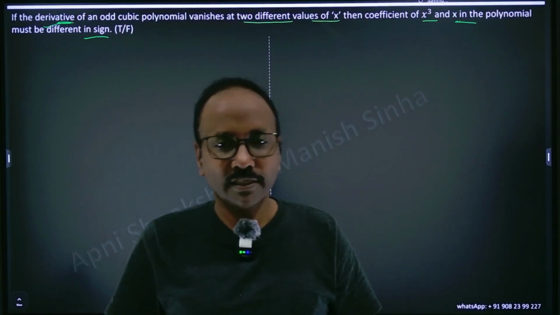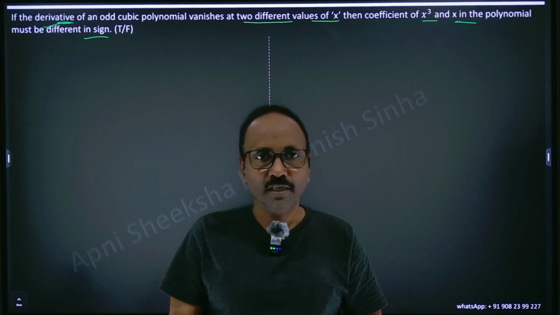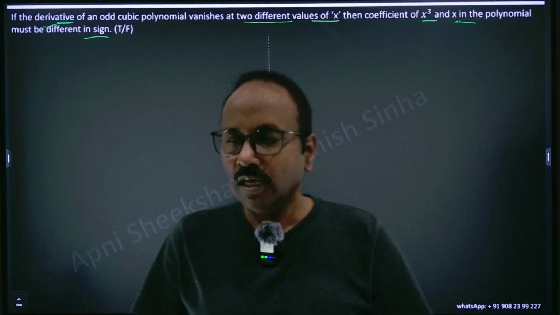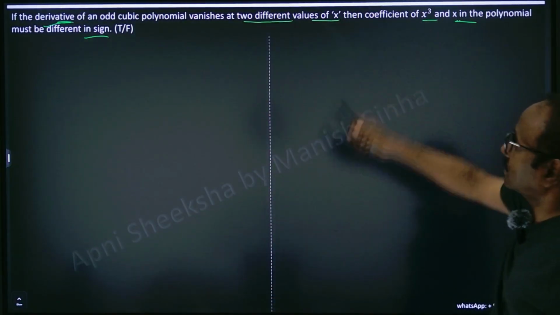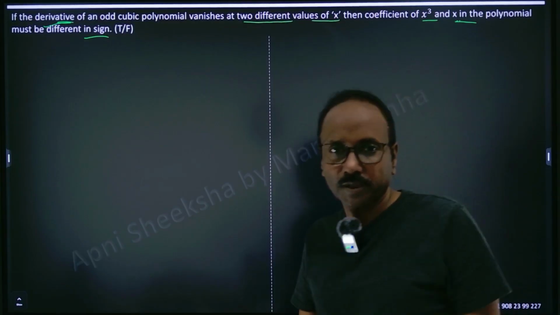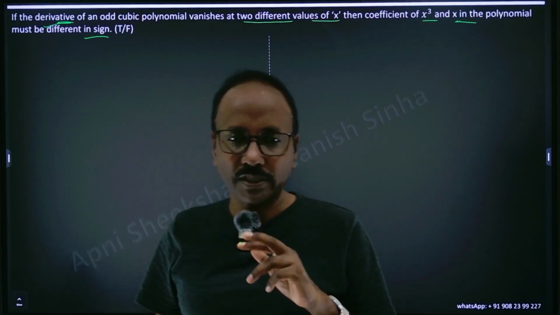So then it is asking what will be the sign of the coefficient of x cube and x in the polynomial. Will it be of the same type, same sign, or will it be of opposite sign?